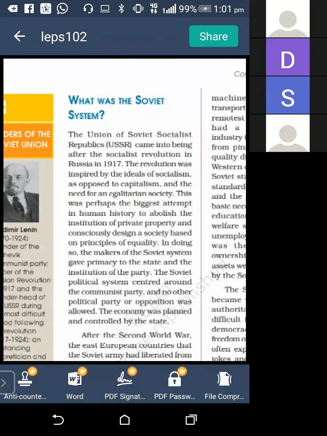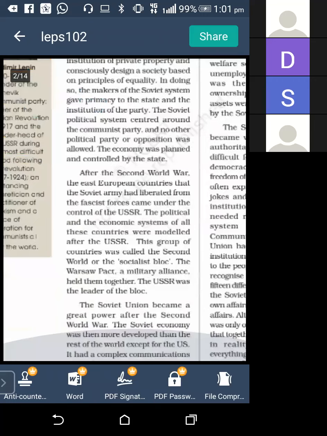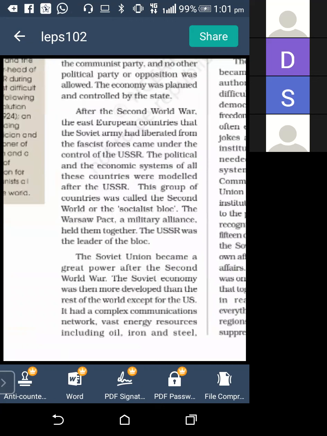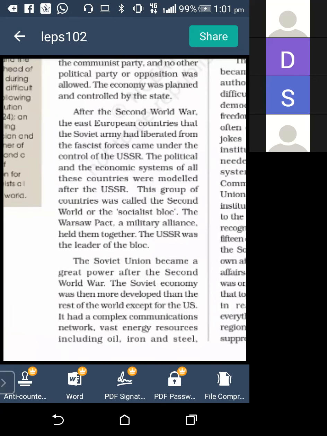After the Second World War, the East European countries that the Soviet Army had liberated from the fascist forces came under the control of the USSR. After the Second World War, some of the East European countries came under the hold of the USSR.